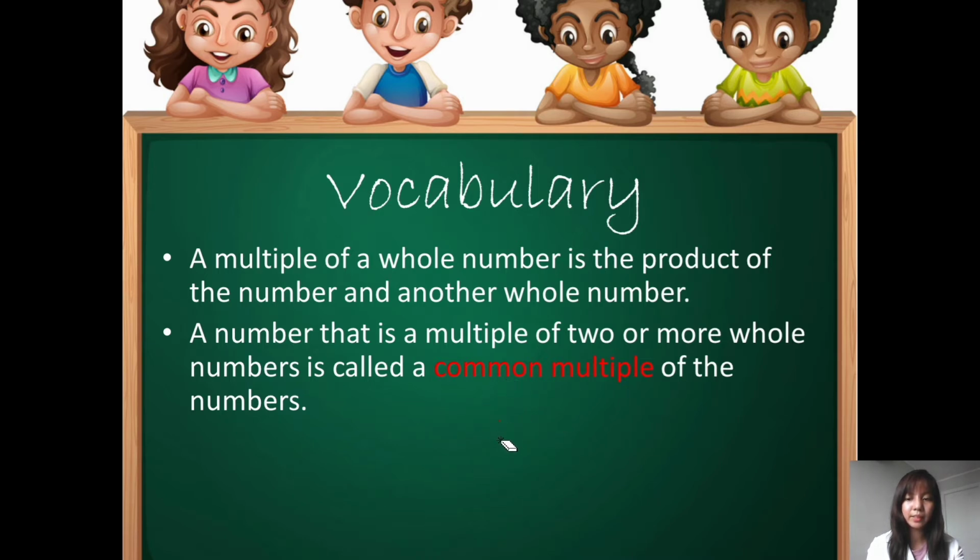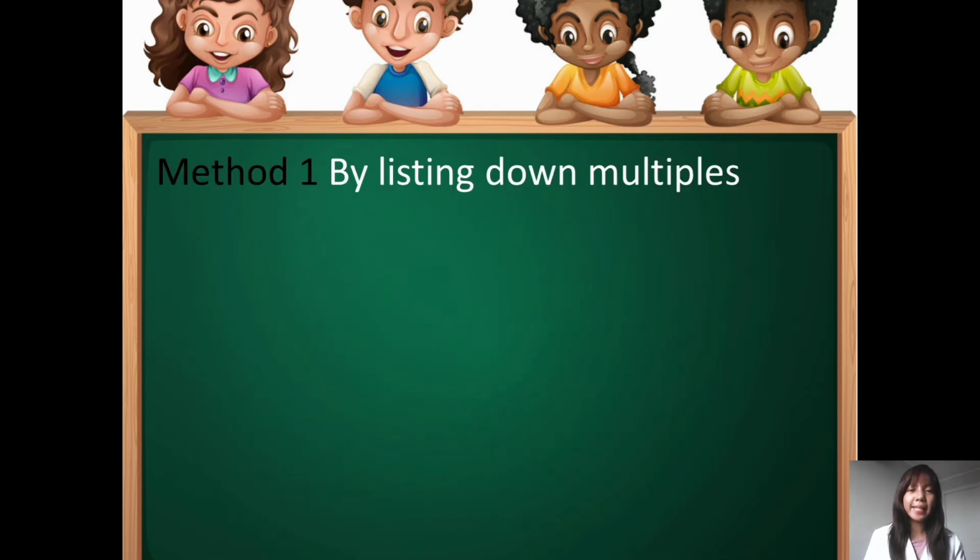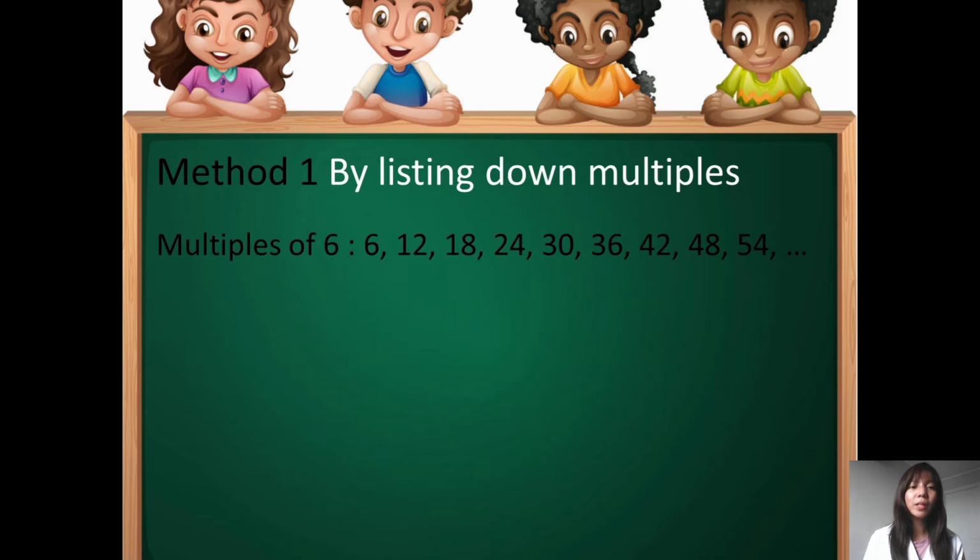Okay, next. The least common multiple, or the LCM, of 2 or more whole numbers is the smallest common multiple of the numbers. So there are ways of getting the LCM of the numbers. I will show you two methods. First is by listing down multiples. So multiples of 6 in this example.